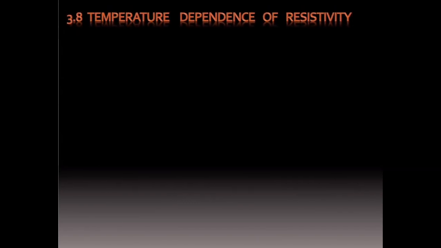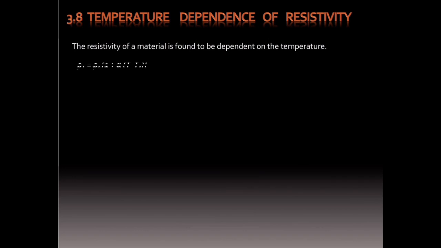Now the last topic of today's lecture, 3.8, temperature dependence of resistivity. Resistivity does not depend on length and area, but it depends on nature and temperature. So the formula of resistivity we know. The mathematical relation is rho T is equal to rho naught into 1 plus alpha into T minus T naught.